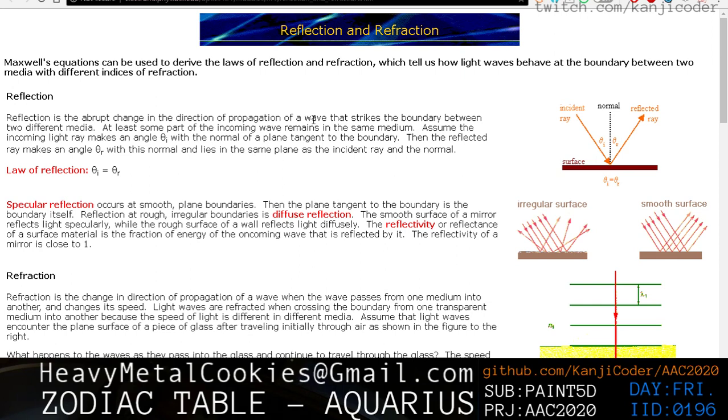Specular reflection occurs at smooth plane boundaries. Then the plane tangent to the boundary is the boundary itself. Reflection at rough, irregular boundaries is diffuse reflection. The smooth surface of a mirror reflects light specularly, while the rough surface of a wall reflects light diffusely. The reflectivity, or reflectance, of a surface material is the fraction of energy of the oncoming wave that is reflected by it. The reflectivity of a mirror is close to 1.